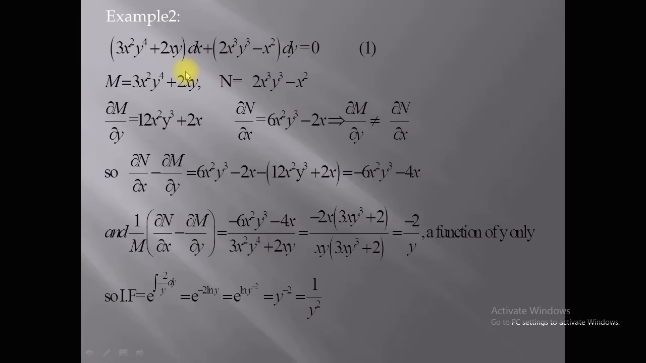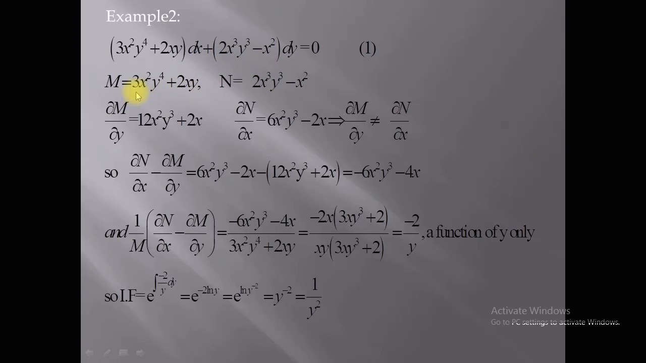Now let's move on to another example, a very simple example. Suppose we have the differential equation (3x^2 y^4 + 2xy) dx + (2x^3 y^3 minus x^2) dy = 0. First of all, check whether this differential equation is exact or non-exact. The coefficient of dx is the function M, and the coefficient of dy is the function N. So this is the M function, 3x^2 y^4 + 2xy, and this is the N function.